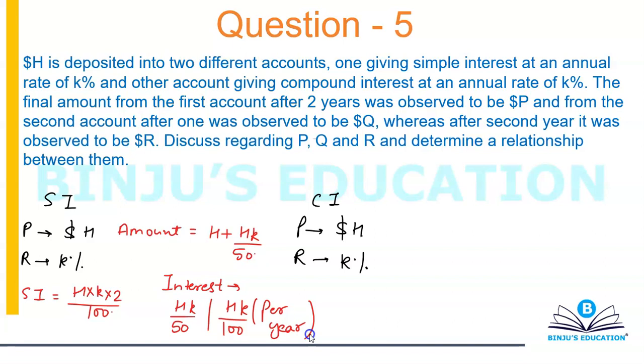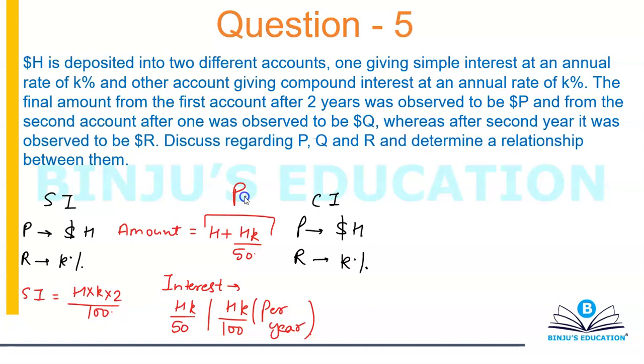Now coming to the second part, that is the compound interest. Now it says that the final amount from the first account after 2 years was observed to be P, which we have already calculated. So this value is basically P. If you're wondering what is P, this is P. And from the second account after 1 year was observed to be $Q. So the one giving compound interest will give you an amount of $Q after the first year.